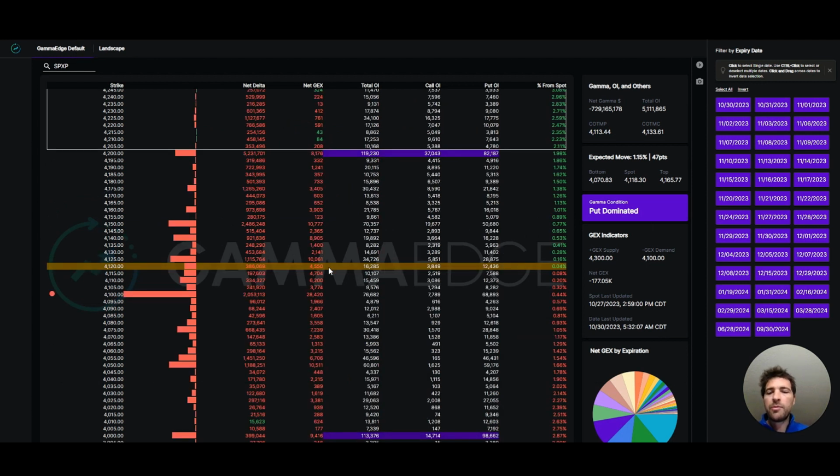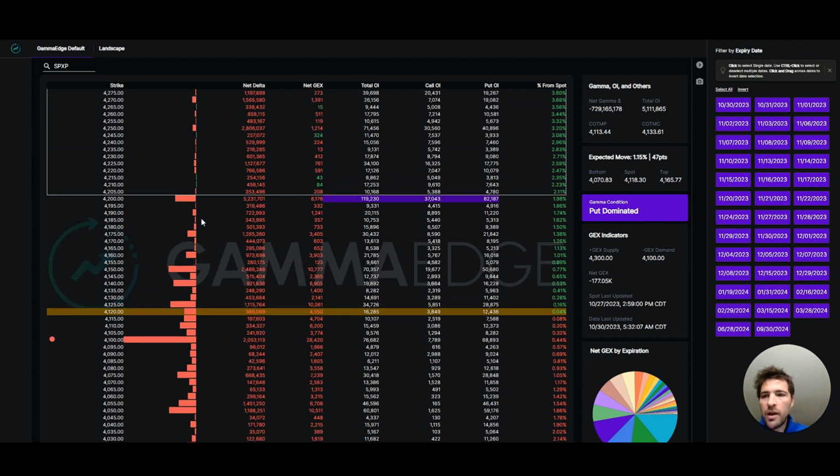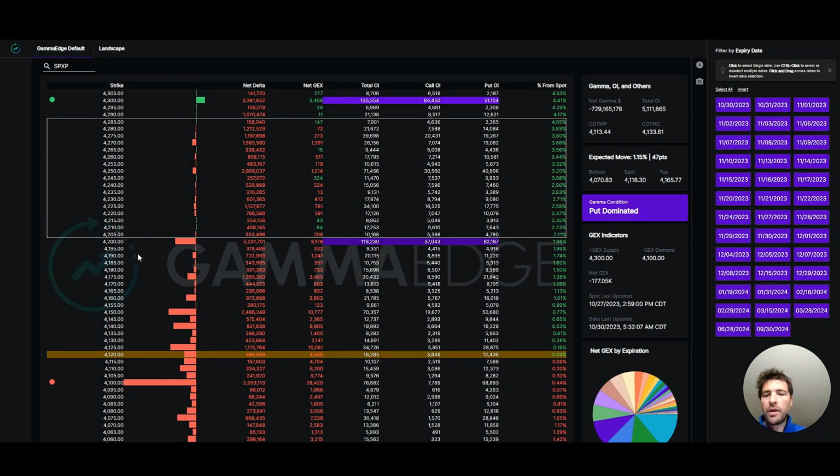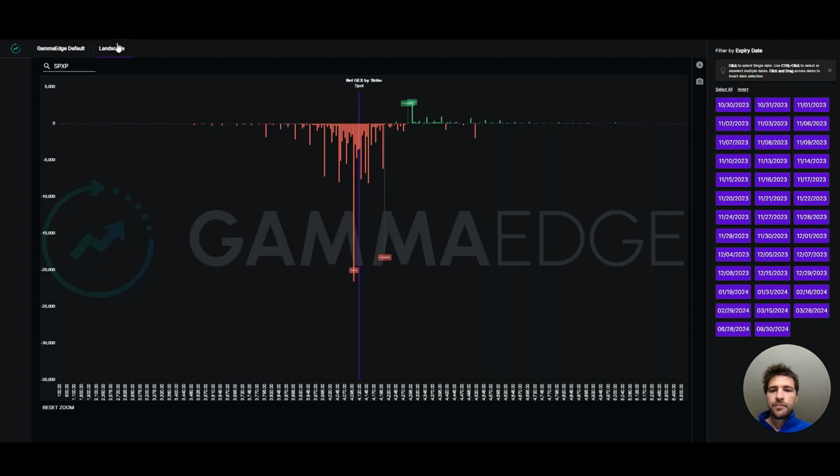However, looking at the SPXP full complex, we can see puts are dominated above and below spot price. Transition zone, we are well below that. Bearish biases start the week. 4205 is negative trans. 4285 is positive trans. To the downside, 4100 is the big level there.